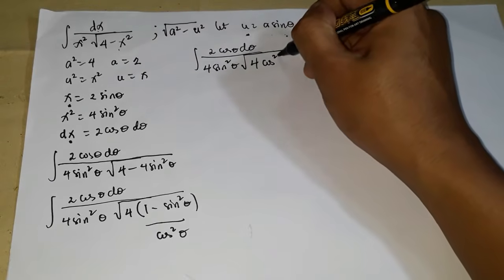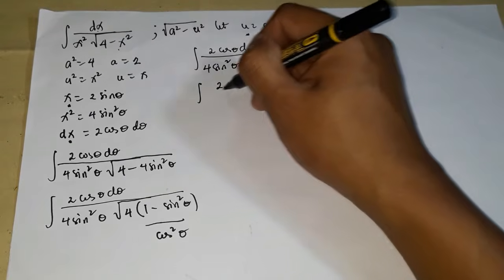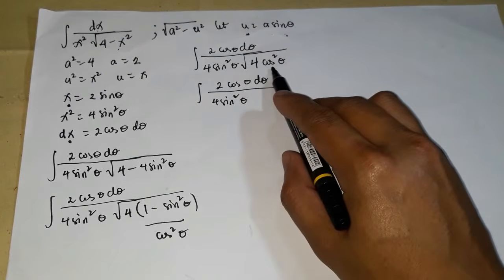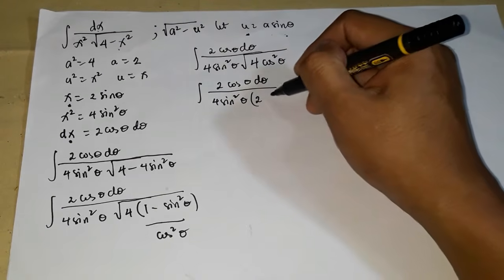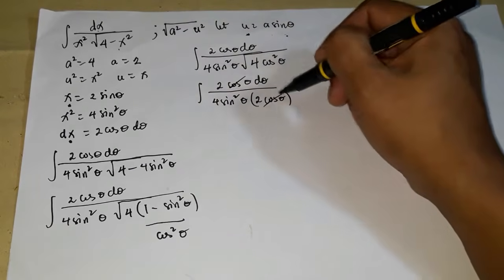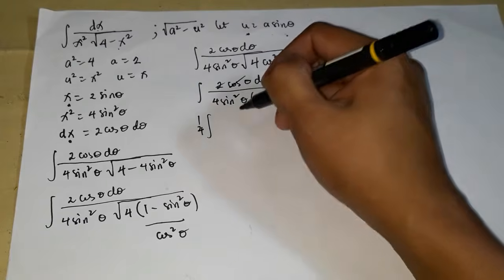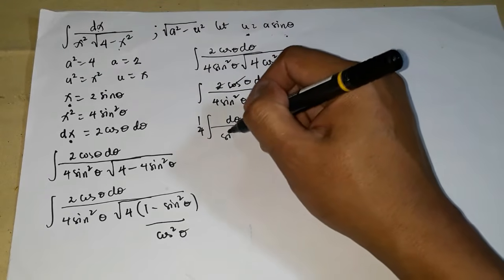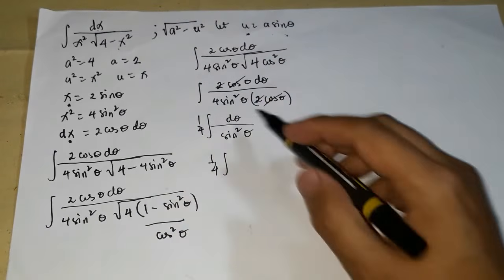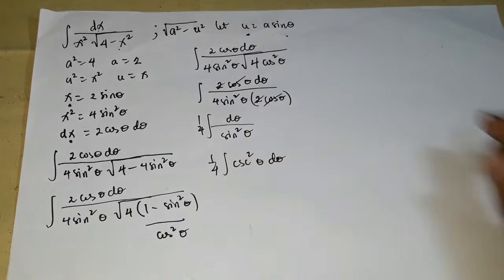4 cosine squared theta. And then finally we have 2 cosine theta d theta all over 4 sine squared theta, and then the square root of 4 cosine squared theta is equal to 2 times cosine theta. Okay, and then we can now drop this 2, and then the 4, throw it outside. That's 1/4 integral of d theta all over sine squared theta. And then 1 over 4 integral of 1 over sine squared is cosecant squared theta d theta.